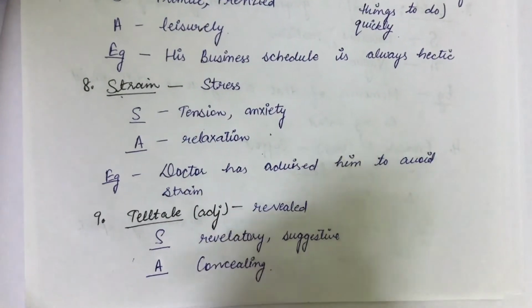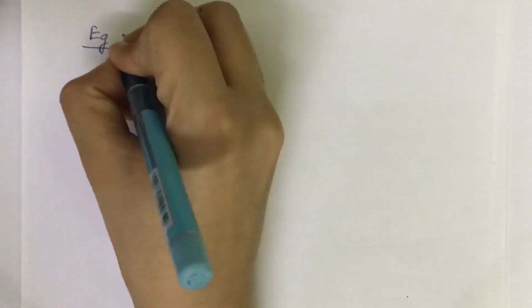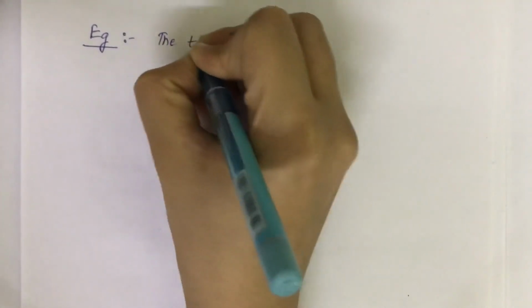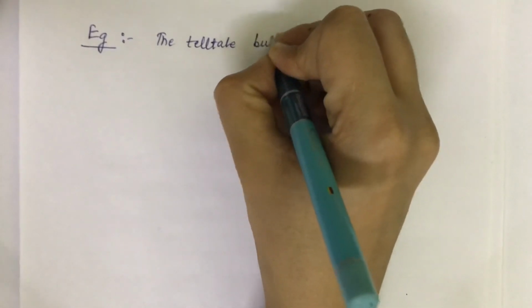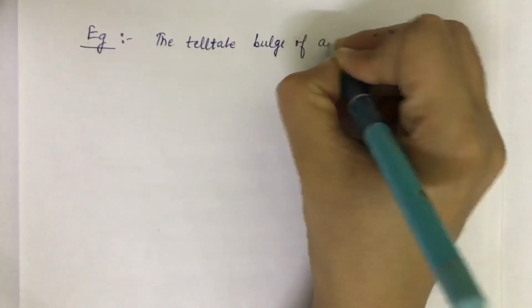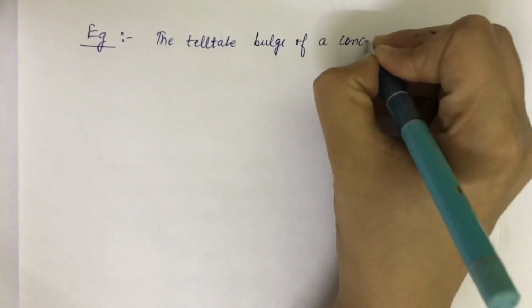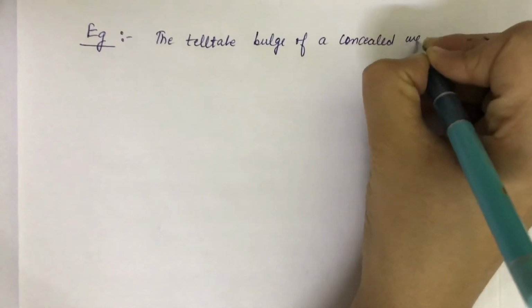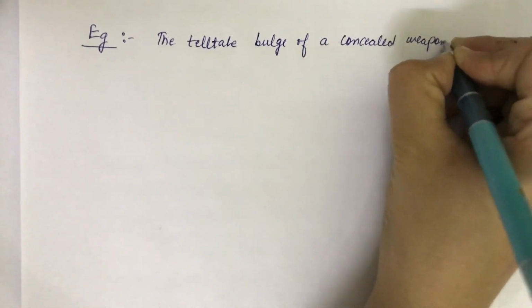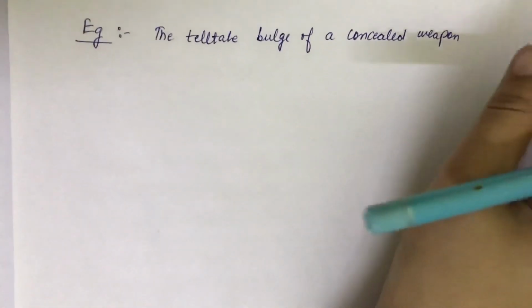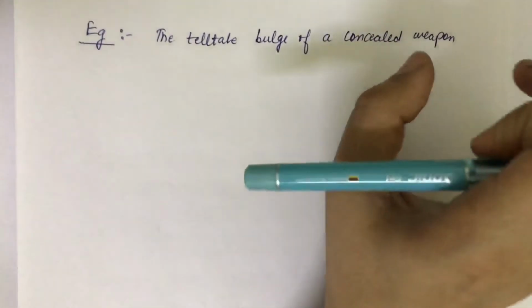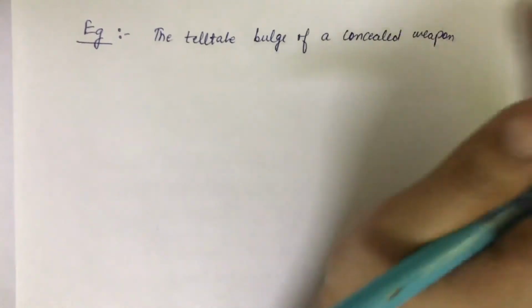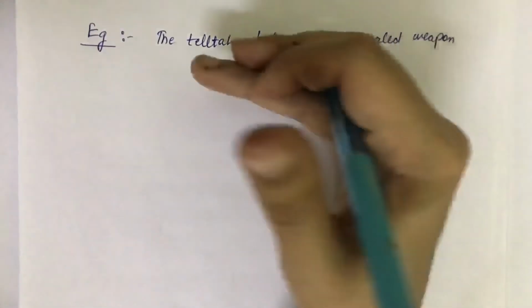An example of this word can be: the telltale bulge of a concealed weapon. This basically means that a weapon was hidden, but information about that weapon has been revealed. It has been telltale.